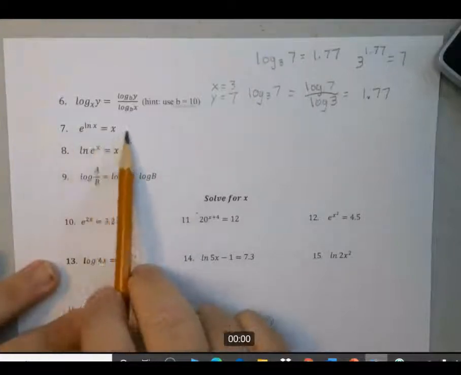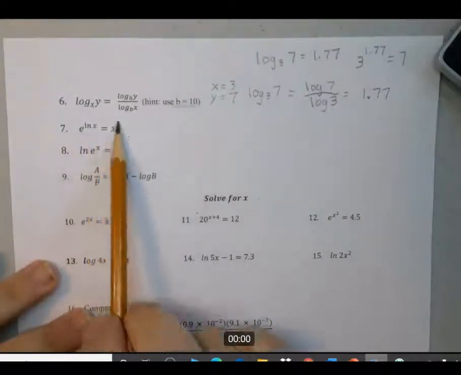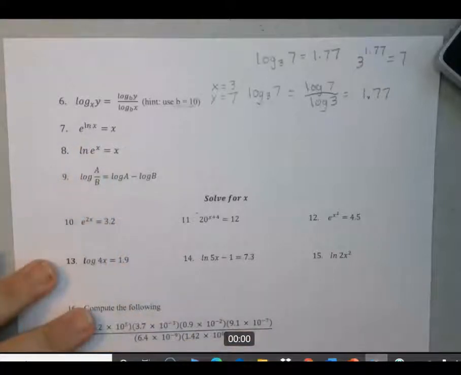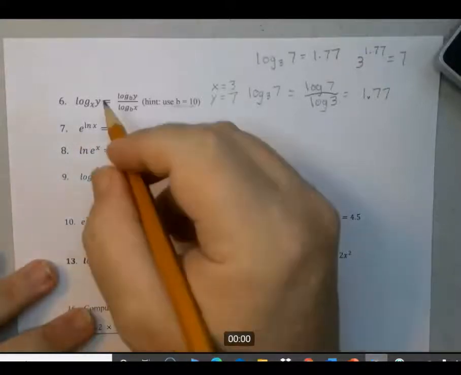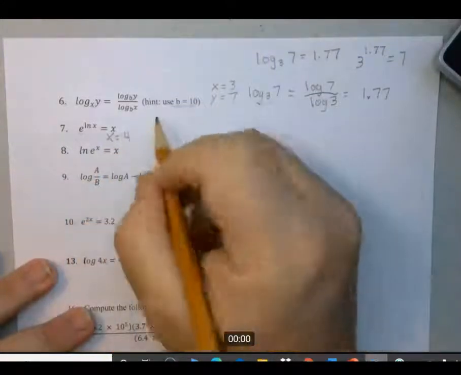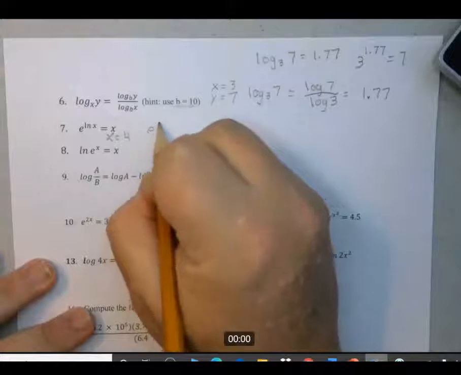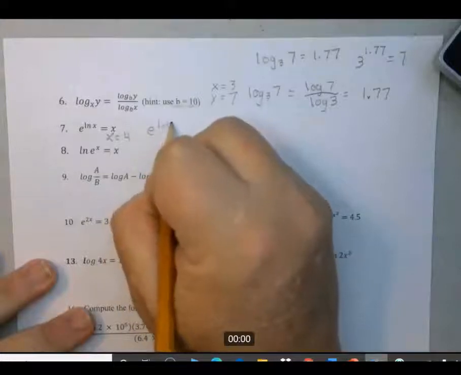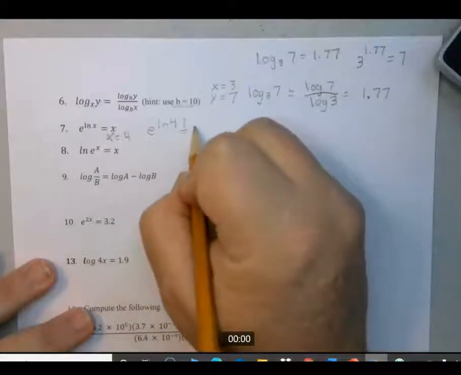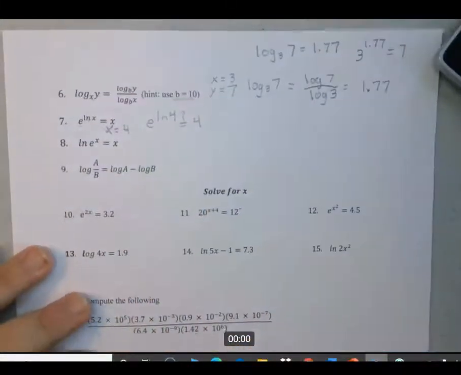Okay, this one is really important. This is the inverse that we were talking about in the video. You're going to need to use this in solving some of the problems. So just pick any number x. Let's just say x equals 4. So it's saying e to the ln of 4, does that equal 4? So let's try it.